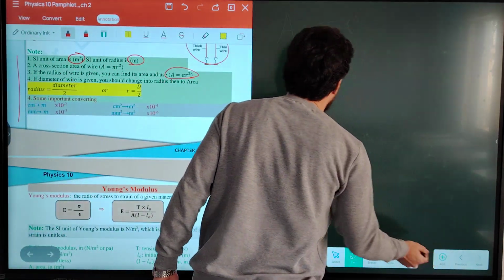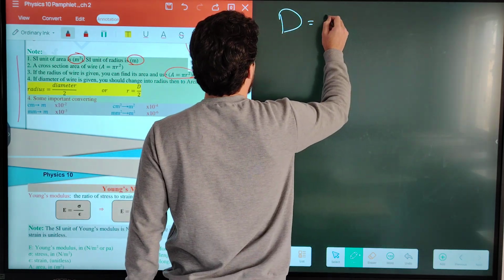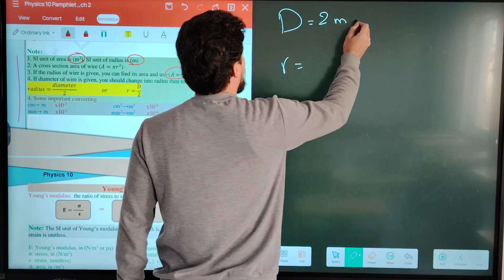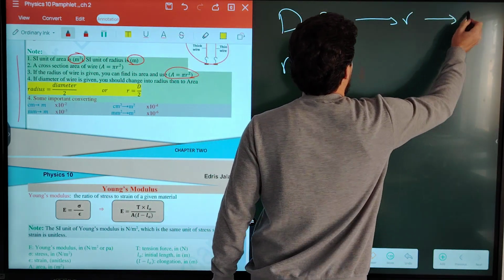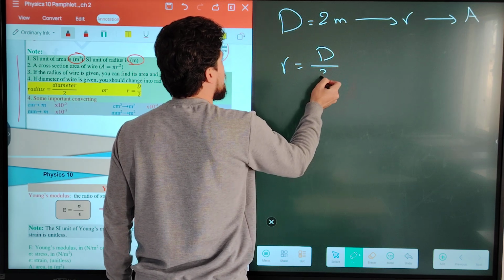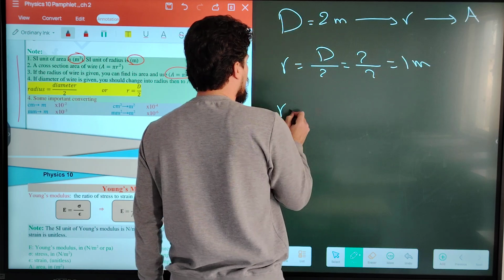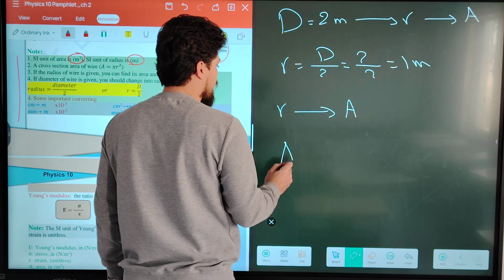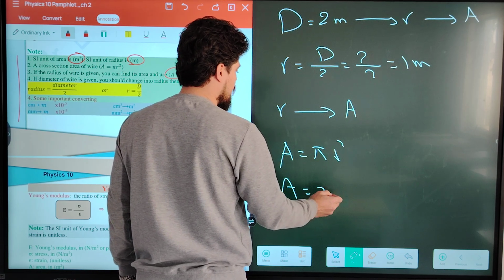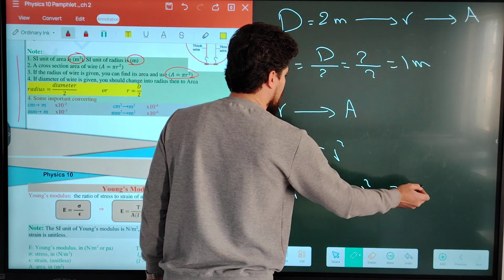Like for example, if the diameter is given, like for example 2 meter, okay? So you have to convert this diameter to what? To radius, and the radius to what? To area. How can you convert diameter to radius? Divided by 2. 2 divided by 2 is equal to 1 meter. How can you convert radius to area? Area is equal to pi r square. Pi 3.14, r 1 meter square, is equal to 3.14 meter square.